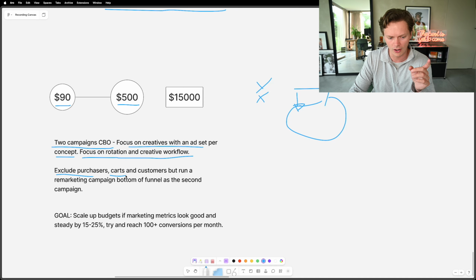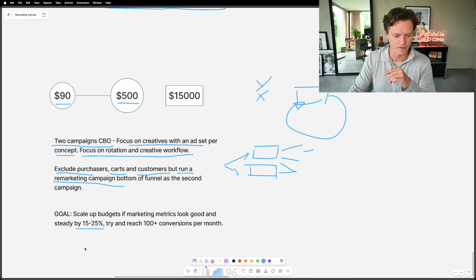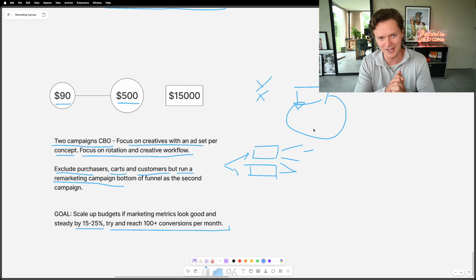Exclude purchasers, carts, and customers, but here you can run a separate remarketing campaign, bottom of funnel, as the second campaign, right? So 2 different campaigns, one prospecting, one remarketing, each with their own little ad sets and each with their own little creatives. For remarketing, it's going to be fewer ad sets simply because bottom of the funnel is looking for people that already know about your brand, so you don't have to do the warm up. And the goal again is to scale up budgets if the marketing is good by 15 to 25% and try to reach 100 conversions. Then just keep building out. So that would be my advice if you're running small budgets.